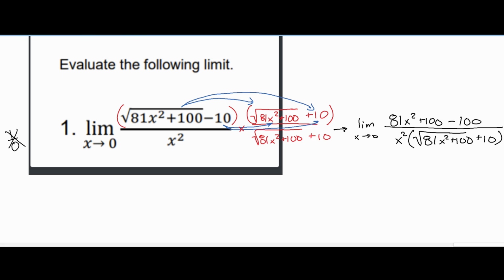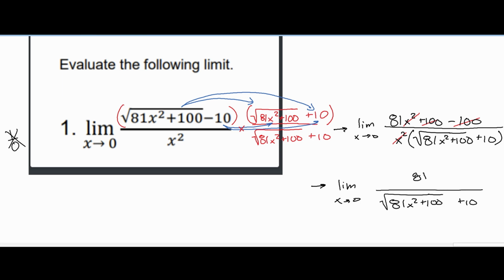So let's cancel some things out. This positive 100 and this negative 100 are going to make a 0. We have an x squared right here and an x squared on the bottom. And so now, rewriting this, we are going to have the limit as x approaches 0 to be 81 divided by the square root of 81 x squared plus 100 plus 10.